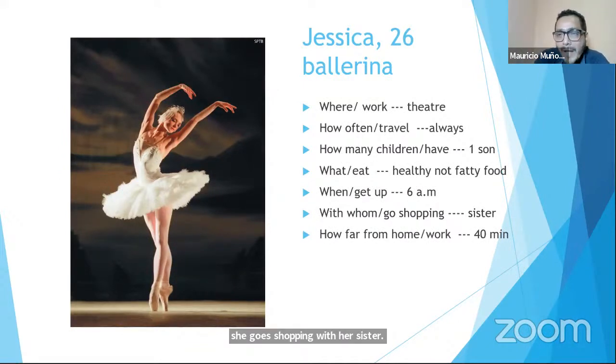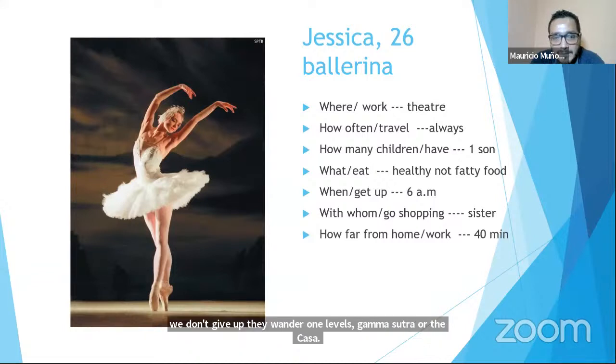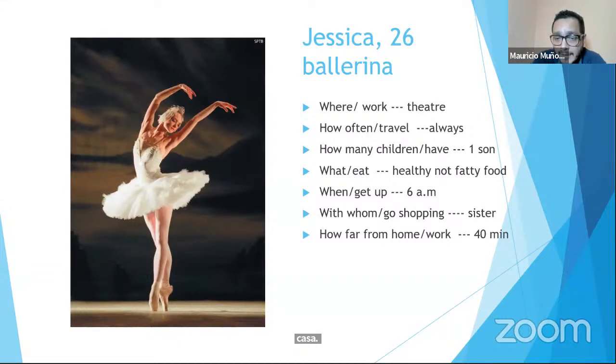La última pregunta, ¿cuán lejos queda su trabajo de casa? Okay, how far from home does she work? Okay, she works, well, in this case, in 40 minutes.